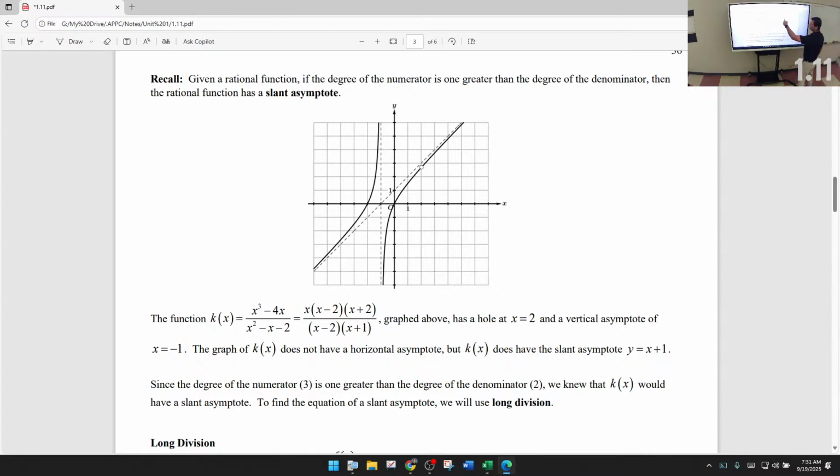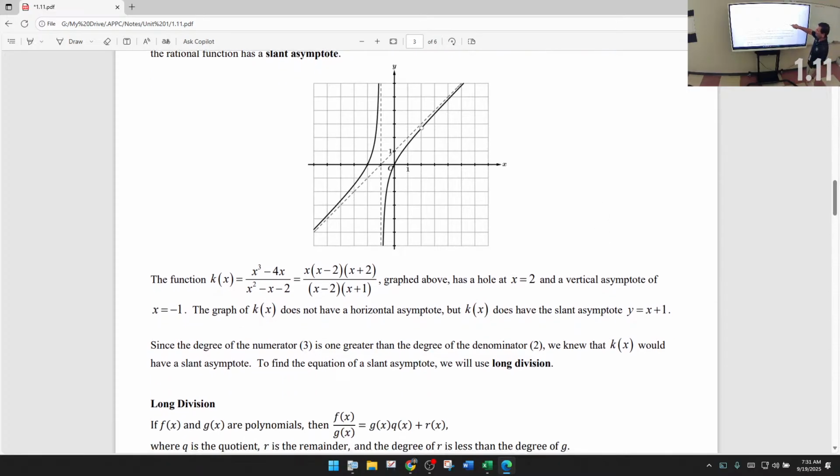Given a rational function, if the degree of the numerator is 1 more than the degree of the denominator, we have a slant asymptote. We talked about that earlier, and we talked about how it's parallel to it. Today we've got to actually find the equation of the slant. If the degree difference is more than 1, there's not a slant. You will not see more than 1 in a pre-cal class.